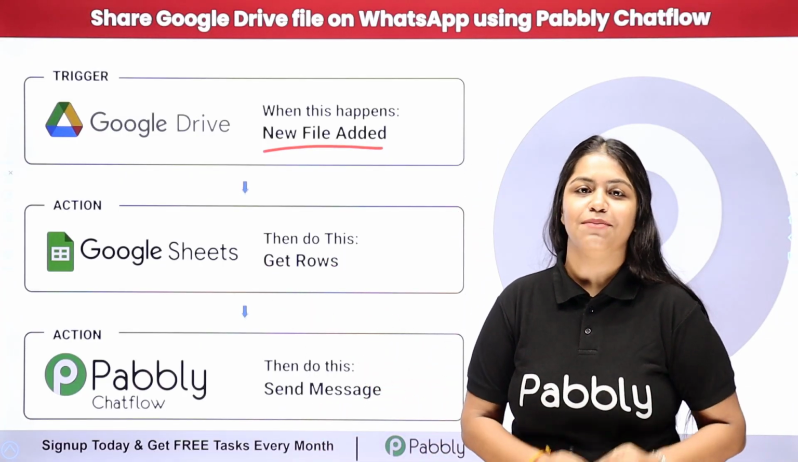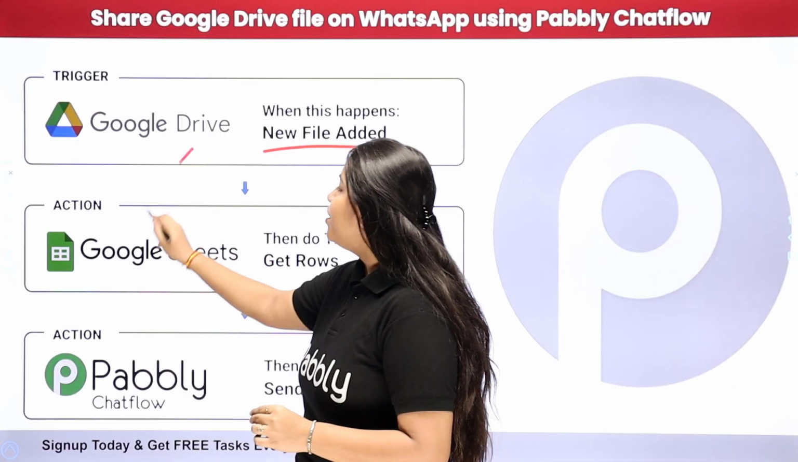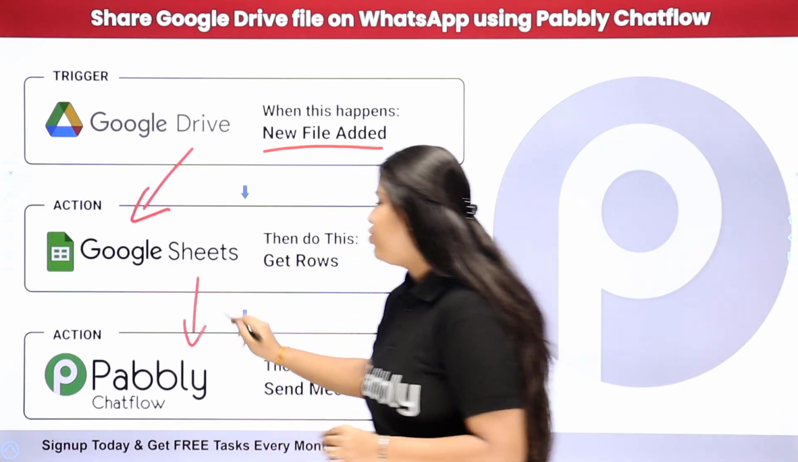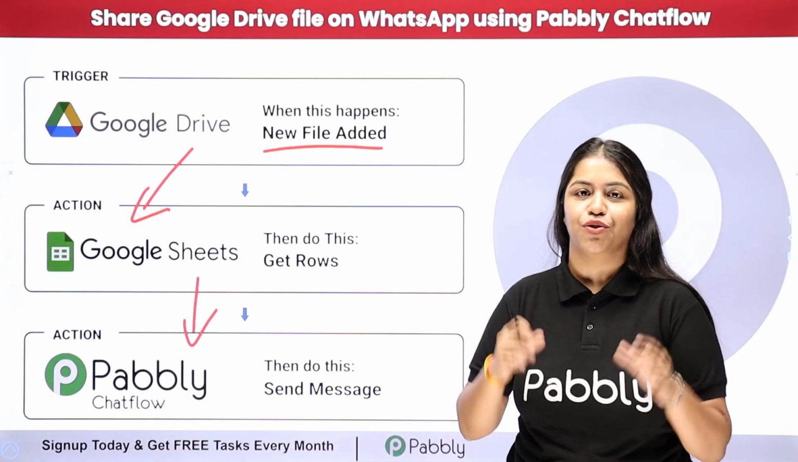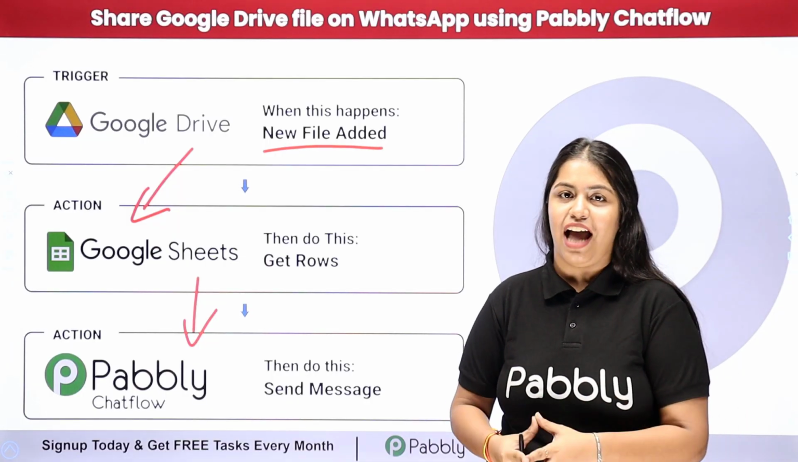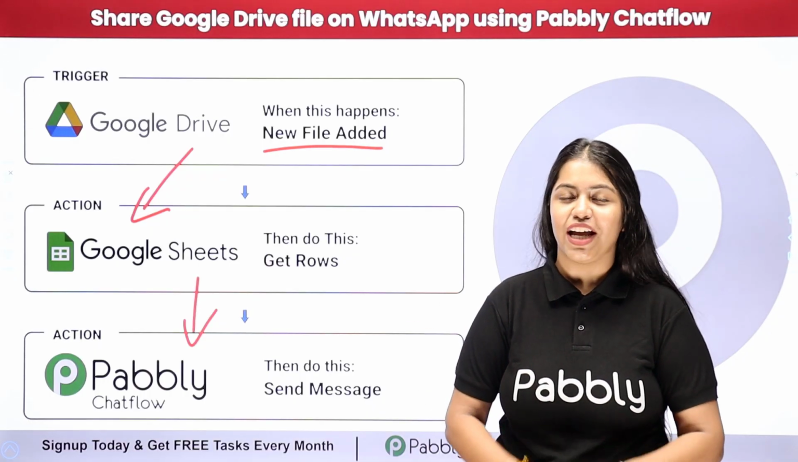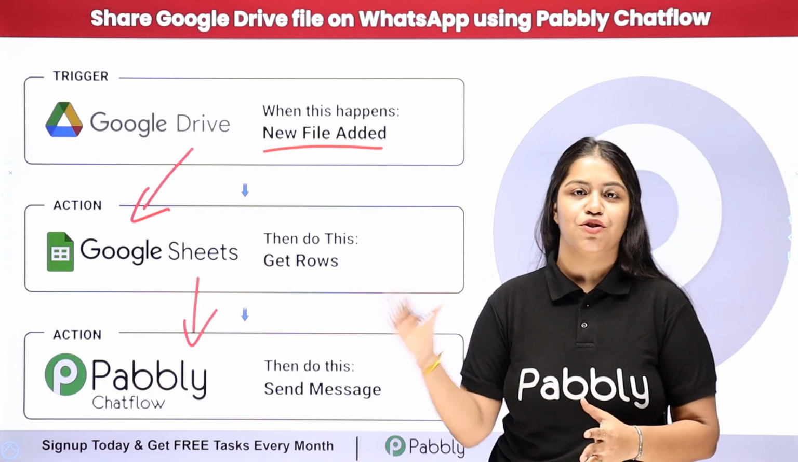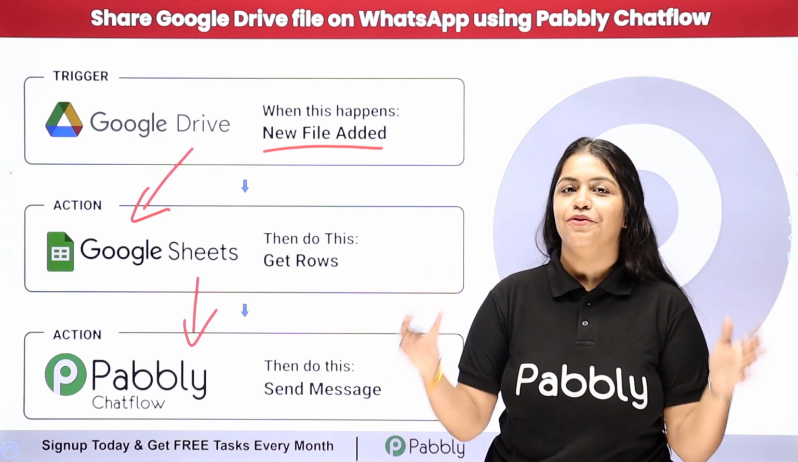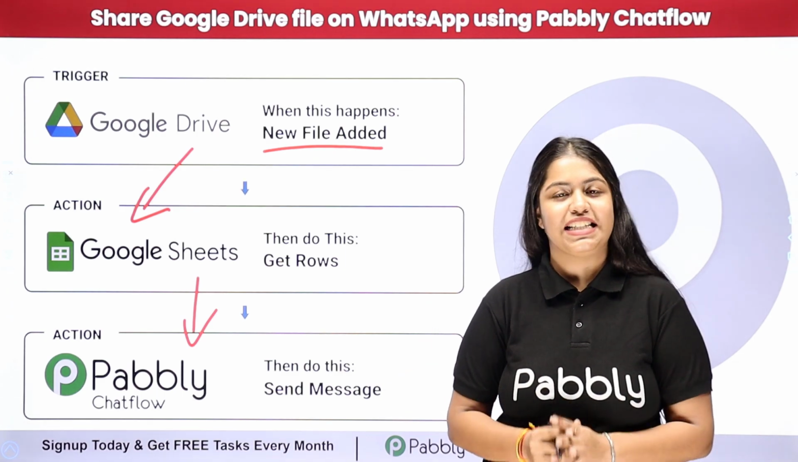So to do this, we are simply going to create a connection between Google Drive, Google Sheets and Pabbly Chatflow. And to create this connection without knowing any programming or coding language, we are going to use Pabbly Connect. It is an amazing automation software. So if you also want to create this amazing automation for your own business, then for that you have to come with me towards my screen.